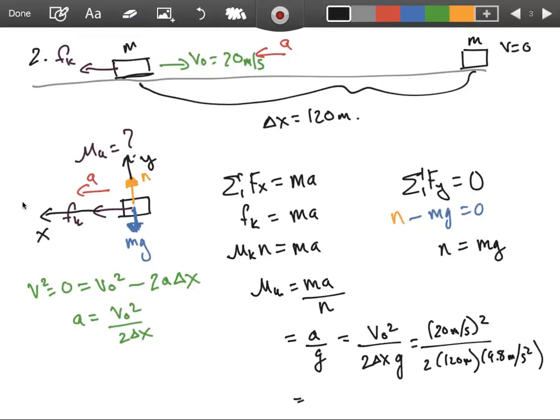Plug in my numbers. So first thing notice is that, remember, the coefficient has to be dimensionless, and this thing is dimensionless. On the top, I have meters squared per second squared. On the bottom, I have a meter times a meter per second squared, which is a meter squared per second squared, which is dimensionless. Or again, I can think about it as an acceleration divided by an acceleration, which is also dimensionless. So plug in my numbers. What I find in this case then is my coefficient works out to be 0.17. So this is my coefficient of kinetic friction.